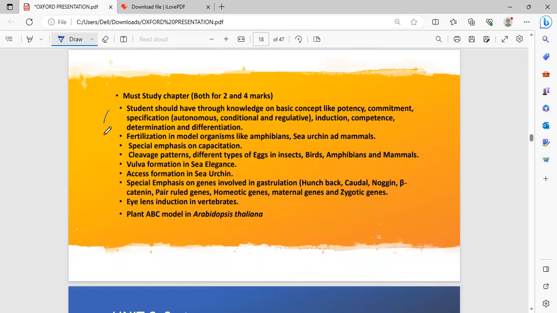Yeah, these are the concepts we have to study. That is, we already discussed fertilization, cleavage, and next gastrulation, next organogenesis, and how the organism is formed.